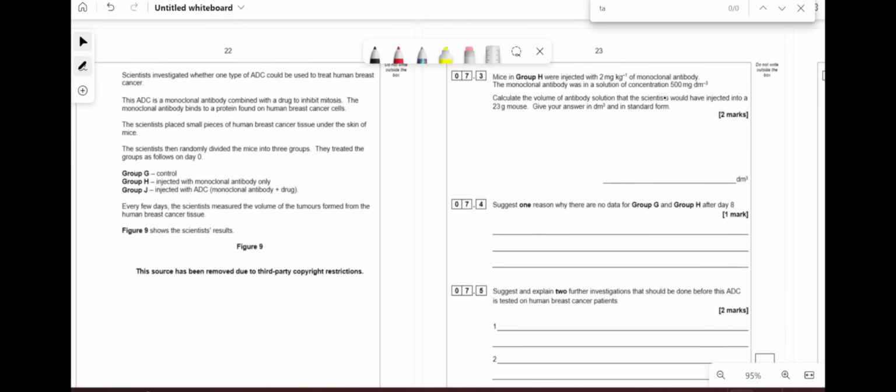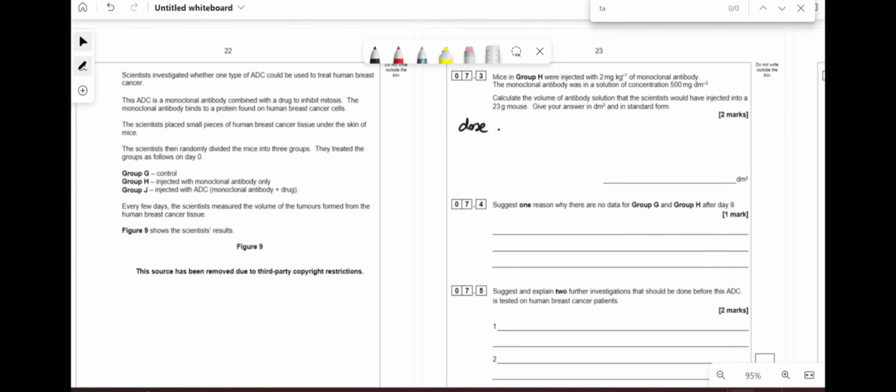The monoclonal antibody was in a solution concentration of 500 micrograms per decimeter cubed. Calculate the volume of antibody solution that would have been injected in a 23-gram mouse. Give your answer in decimeters cubed. Okay, so we need to work out the actual dose that we want.